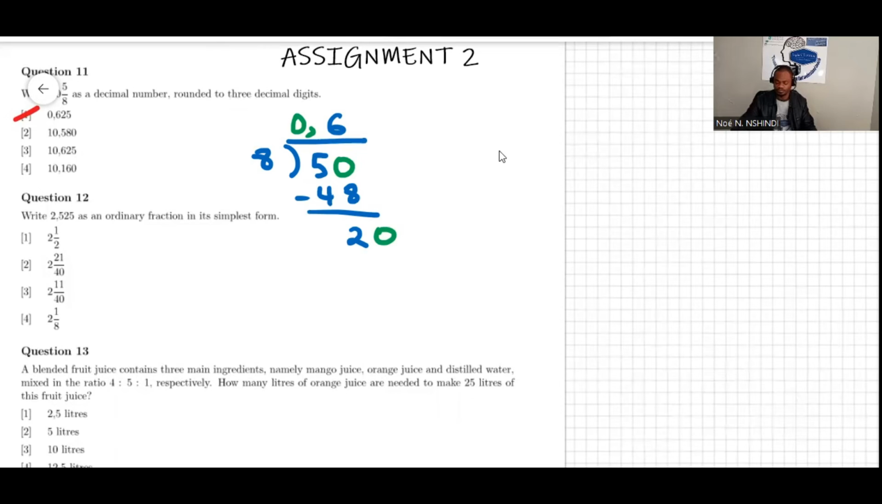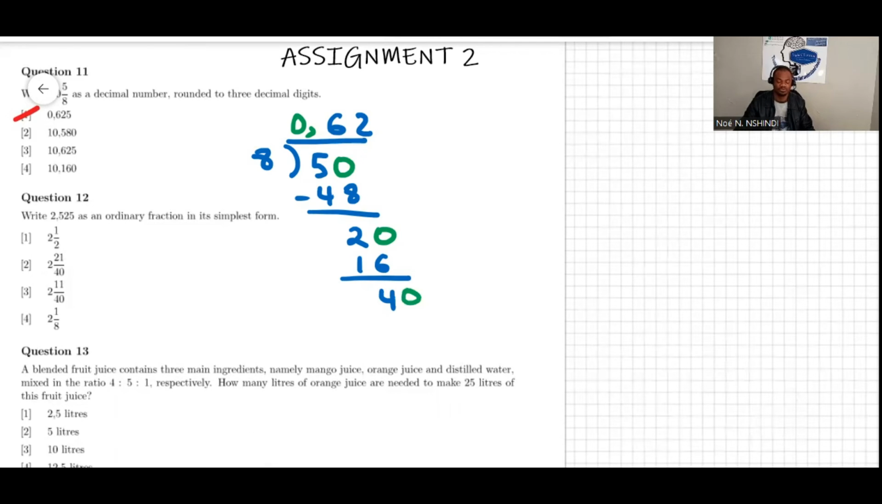Now 8 gets into 20 twice, because 8 into 20 is like 8 and then 16, so twice. So over here I write 2. Okay, 2 times 8 is 16. 16 there. And then 20 minus 16 is equal to 4. Now, 2 decimal places, I need to get 3 decimal places. So 8 cannot get into 4. I must put 0 there.